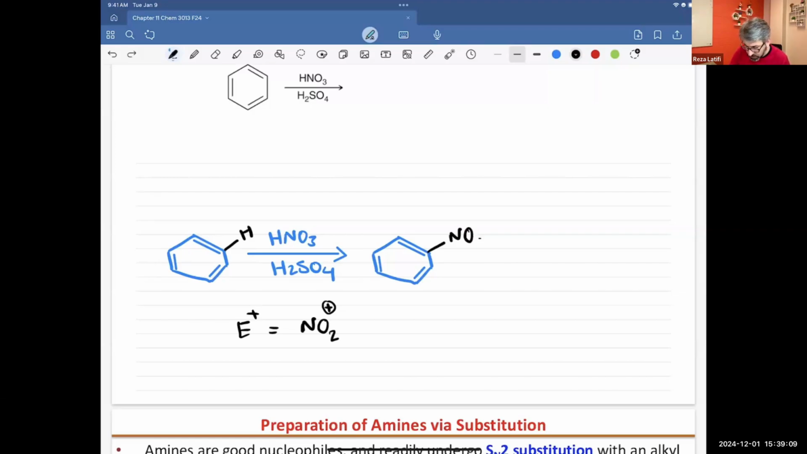Next step, if we take this species and run a reduction process, we can turn this NO2 into NH2. So that's another method to produce a primary amine by using nitration.